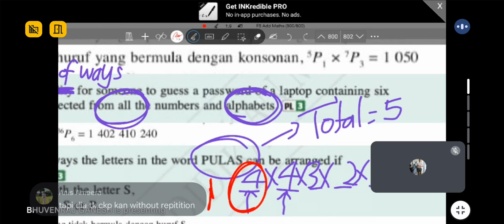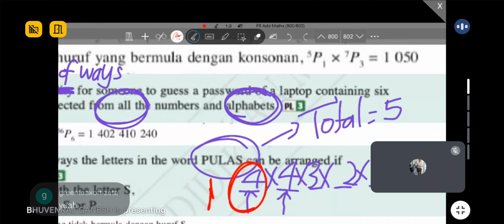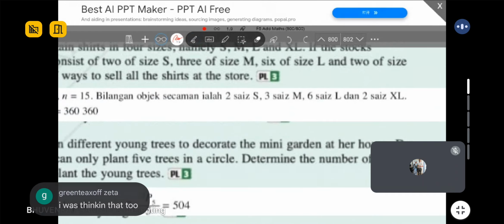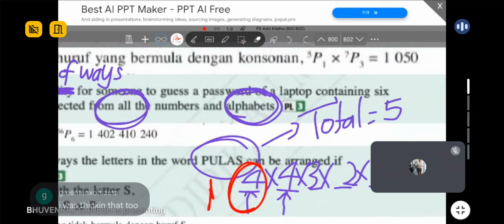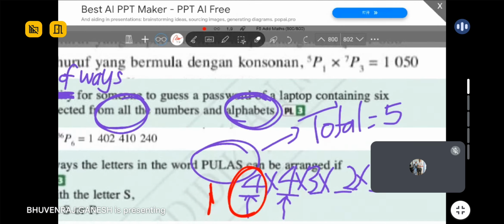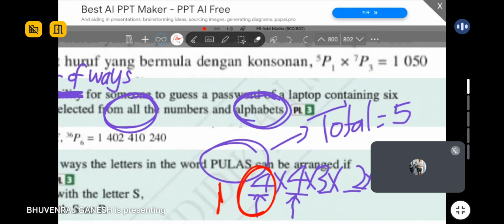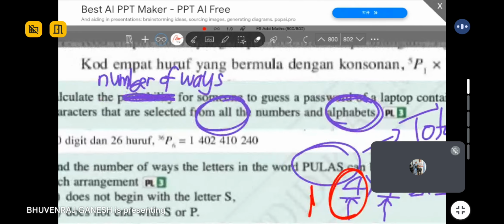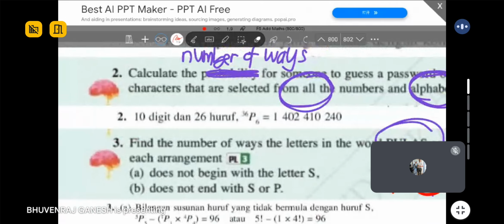Okay guys? Clear? Tapi dia tak cakap kan without repetition. Betul. Tapi bila dia tak cakap apa-apa, kamu kena anggap without repetition. Okay, when the question never mentions anything, right guys, you must assume that it is without repetition. Kalau tak cakap apa-apa, dia maksud tanpa pengulangan. Mereka takkan bagi tahu kadang-kadang. Kalau ada pengulangan, mereka akan cakap kat kamu. If there's repetition, definitely the question will mention. Okay, 100%. So the answer is 96.